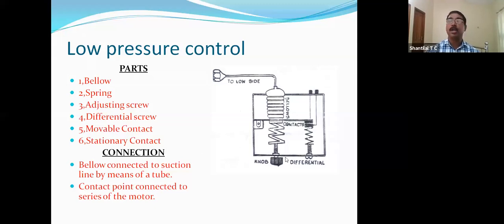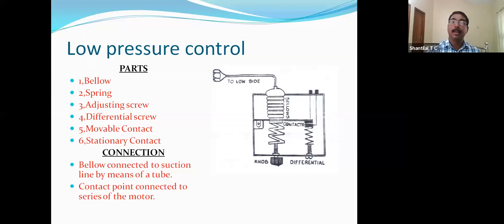So if you want to change the difference, then you can change the differential screw. Normally from our technician side, there is no need of changing, the company has already set it up. So that is the function of the differential screw: it is used to increase or decrease the difference between the cut in and cut out point. Okay, so I'm simply shortening what is low pressure cutout. The function of low pressure cutout is used to stop the motor when suction pressure decreases below the limit, and start the motor when suction pressure comes back to normal. In this way the low side pressure is controlled.